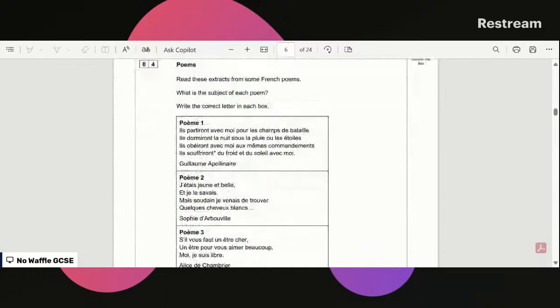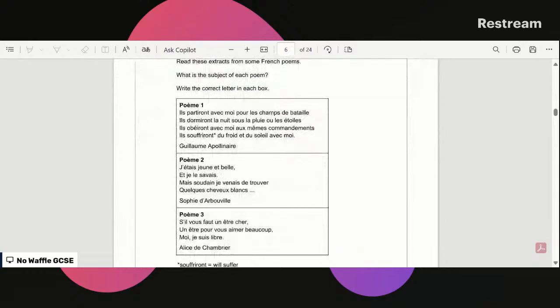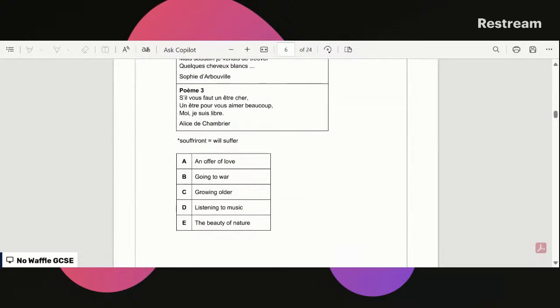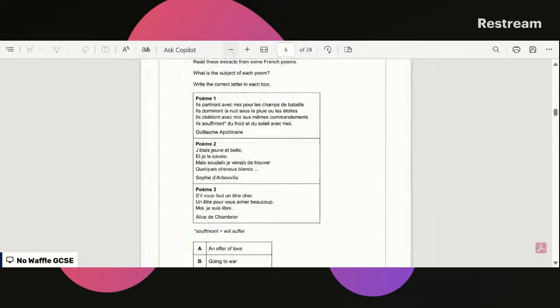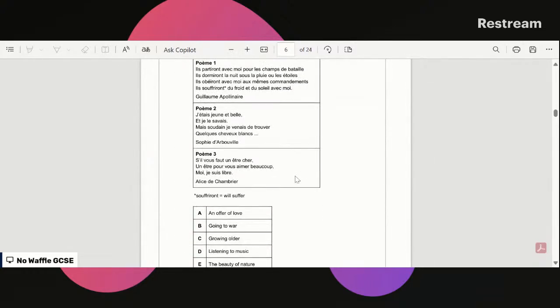Okay. Read these extracts from some French poems. What is the subject of each poem? Okay, so you've got to match the 3 poems to the subject of them. This is interesting. An offer of love. So which one would that be?